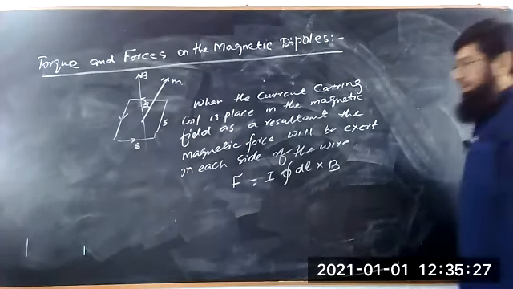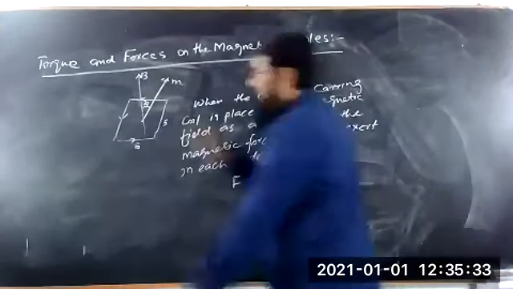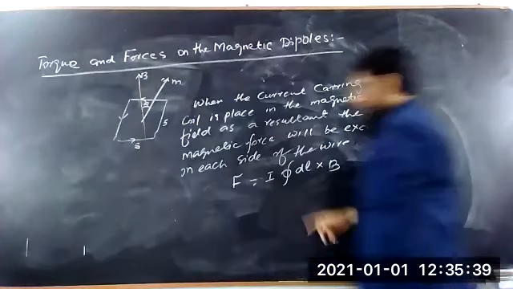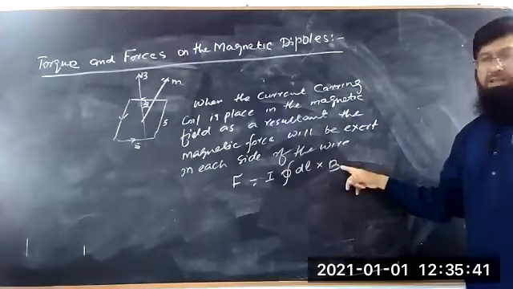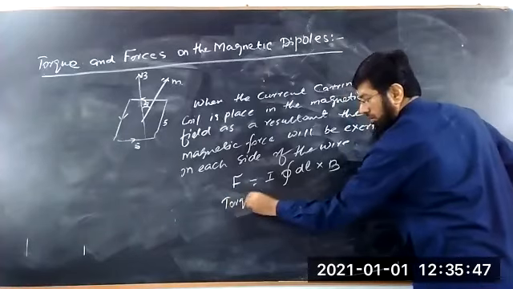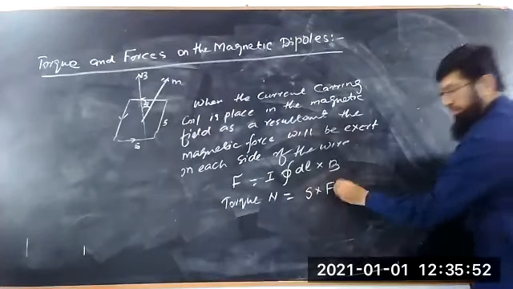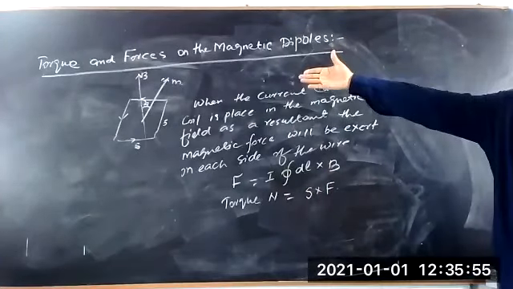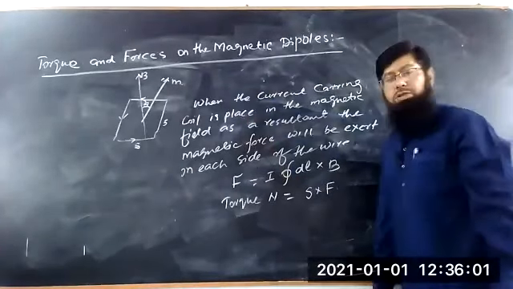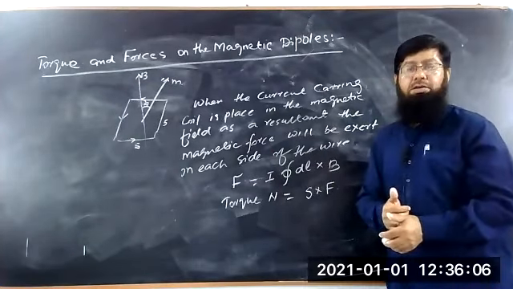As a result, the direction of the magnetic force is perpendicular to both L and B. So the torque is produced. The torque N is equal to S cross F, where S is each side. The torque on both sides is known as the torque due to the couple. When two equal and opposite forces act on a coil, we call it the torque of the couple.